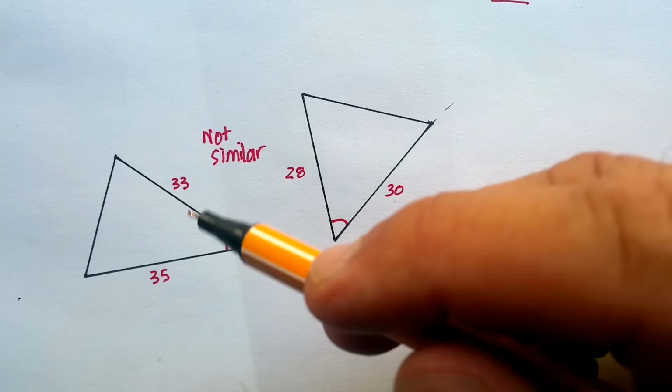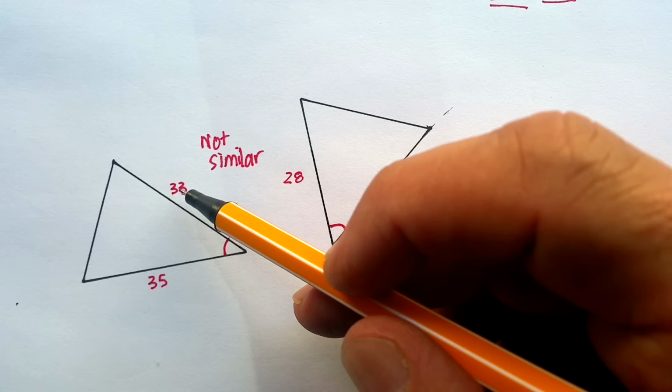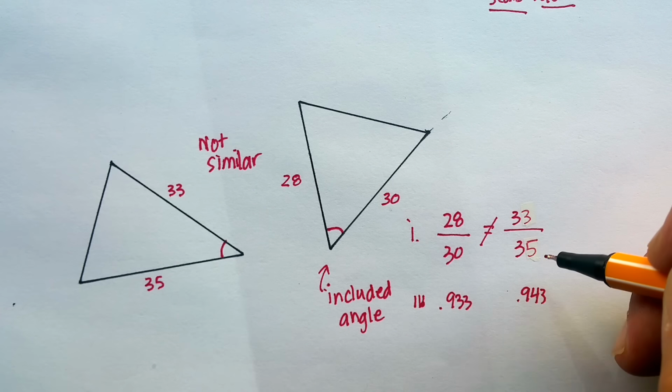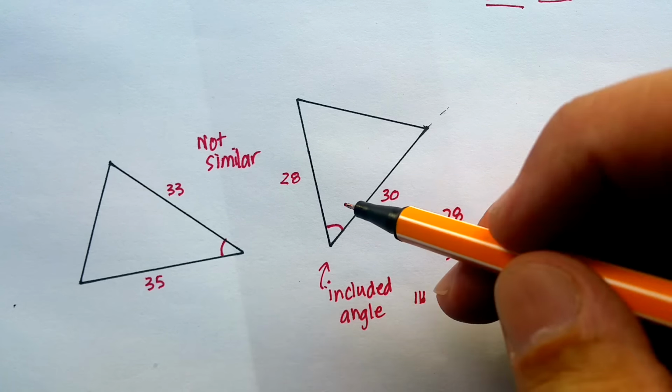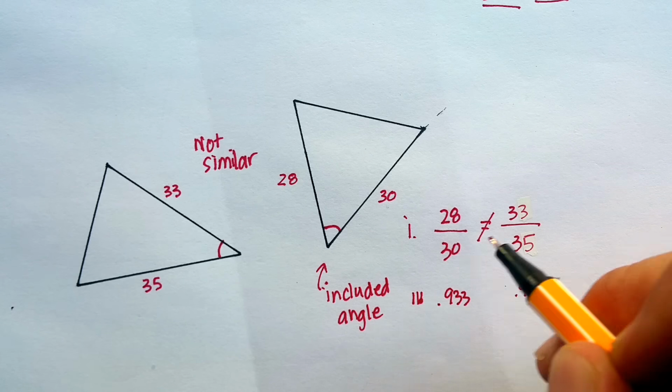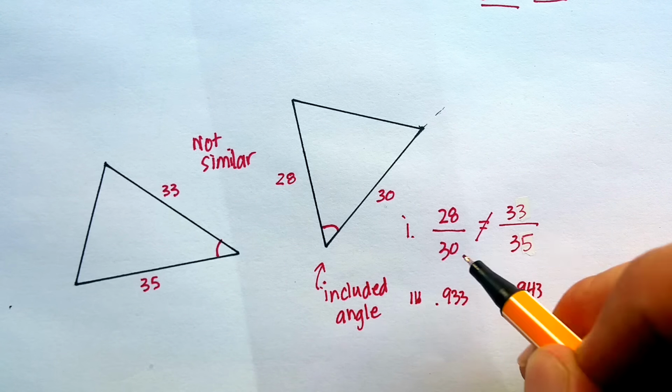So what we have now is a possible proportion. So let's set up a proportion the way it looks here. So we can go from 33, included angle, 35. So we can set up 33 is to 35 as, let's go to the small one, 28 is to 30. Now, are those proportions the same?